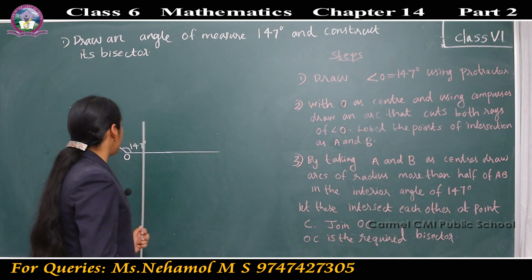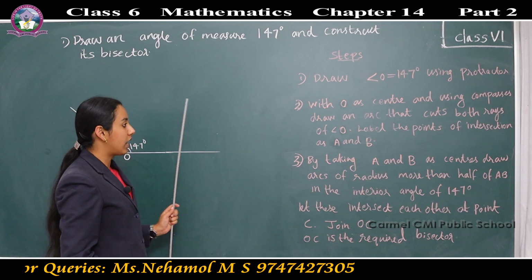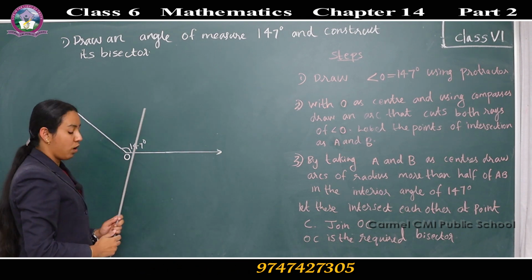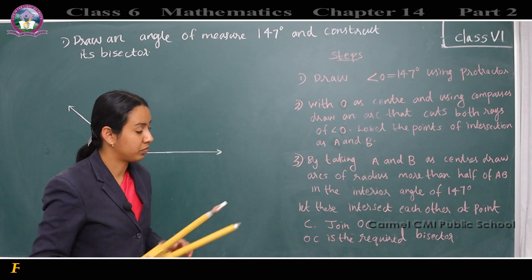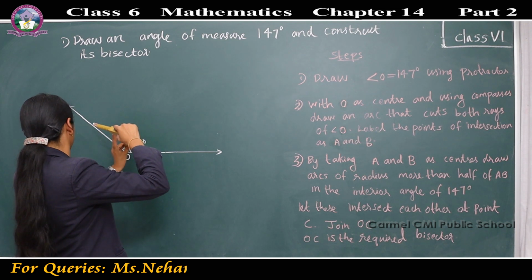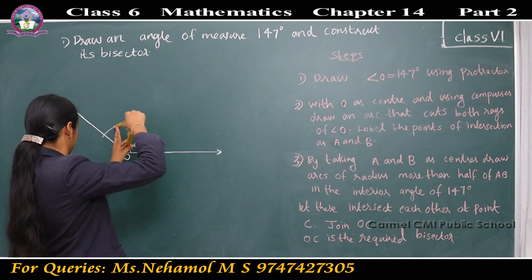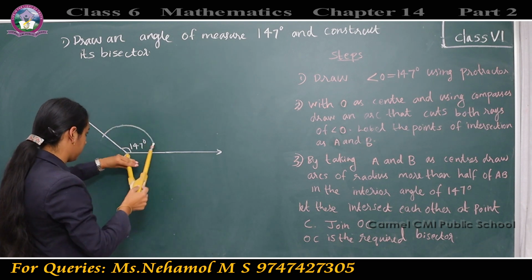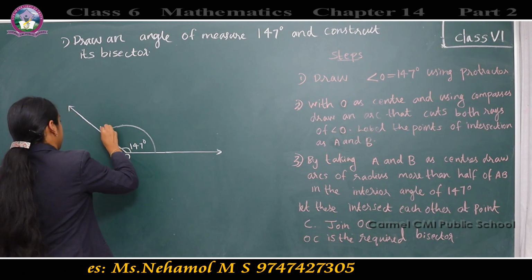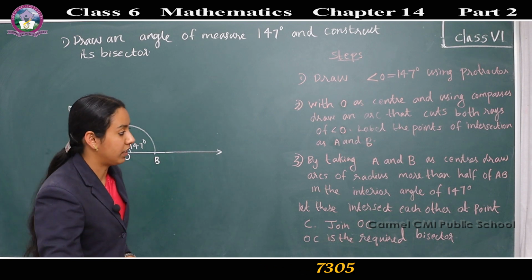The next step, with O as center and using compasses, draw an arc that cuts both the rays of angle O. We can name this point as A and this point as B. Then what is the next step?